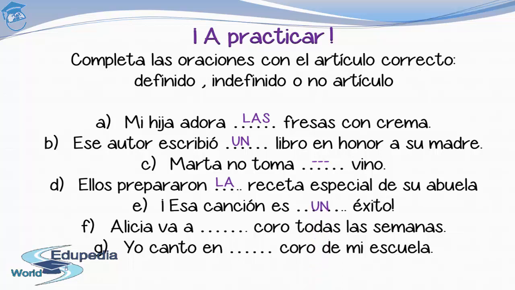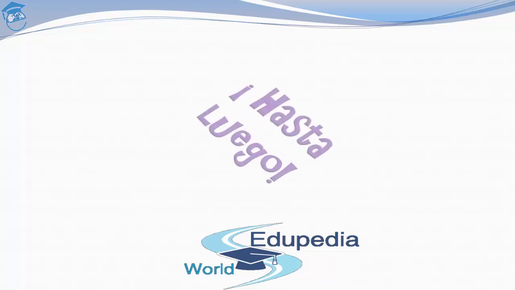To make emphasis on the next one, you use the indefinite article. Esa canción es un éxito. And now, since coro is a subject, Alicia va a coro, you don't use the article. But in the next one, you do, because you're saying that you sing in the choir of your school.